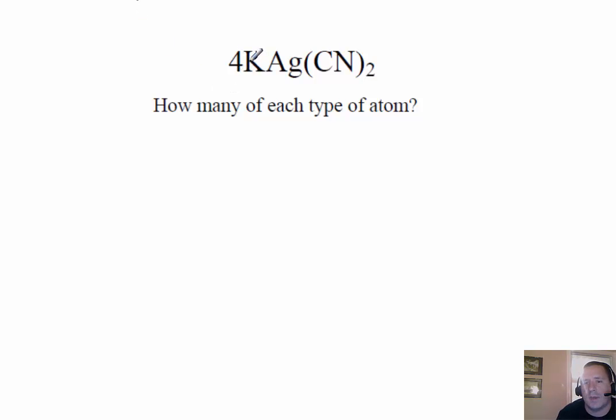So if we start from the beginning, we have a K. Is there a subscript? A 1. Are there parentheses around it? No. Is there a coefficient? Yes. So that's 1 times 4 is 4. We'll move on to the next. AG. We know AG is one element. It's not A and G because the G is lowercase. Is there a subscript? It's an invisible 1. Are there parentheses around it? There are not. Is there a coefficient? Yes, there's a coefficient of 4. So 1 times 4.